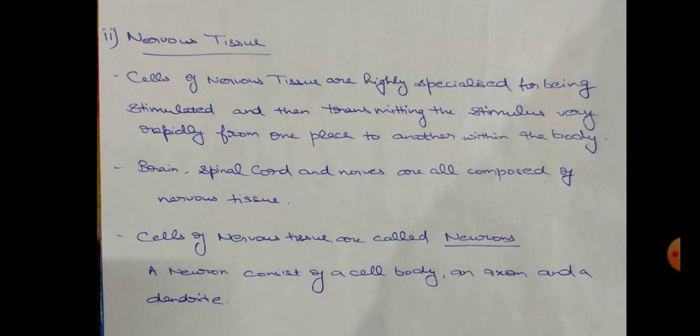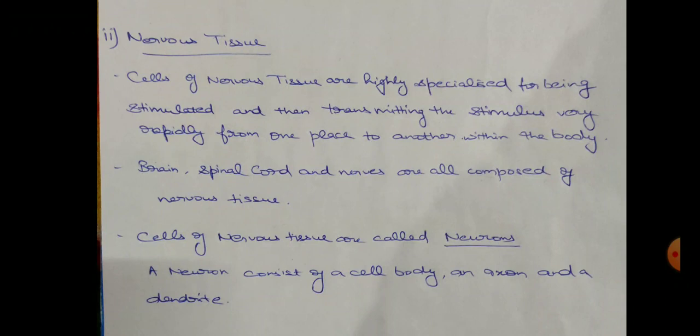Means they first stimulate, they first sense it, and then transmit the stimulus very rapidly from one place to another within the body. Okay, brain, spinal cord, and nerves are all composed of nervous tissue. Getting, students? Brain, spinal cord, and nerves are all composed of nervous tissue because these are part of the nervous system. Then the cells of nervous tissue are called neurons. A neuron consists of a cell body, an axon, and a dendrite. Clear, students?